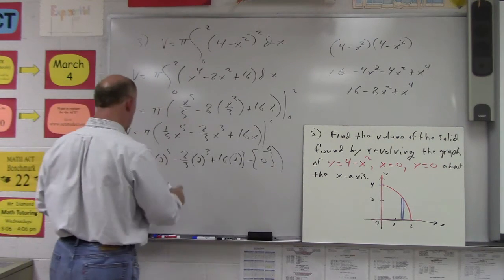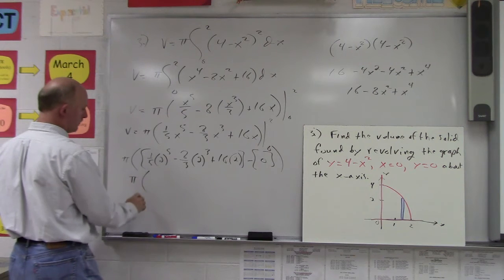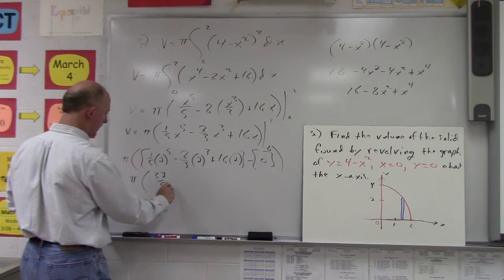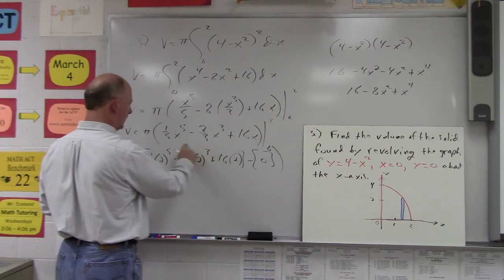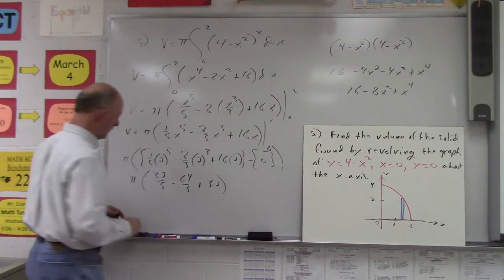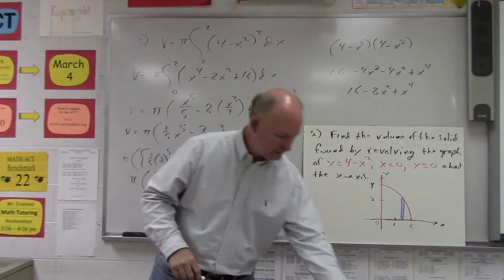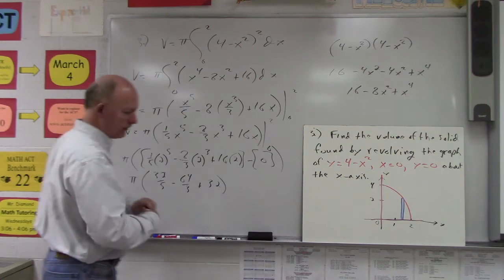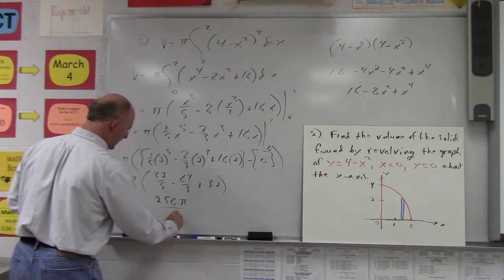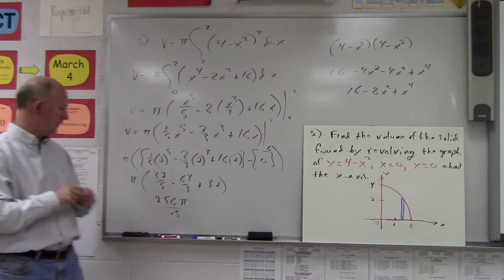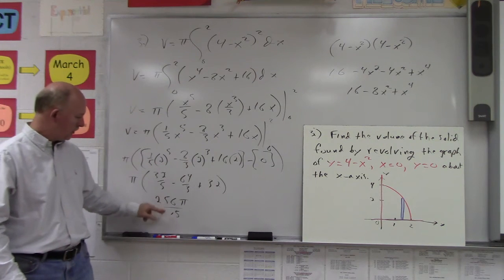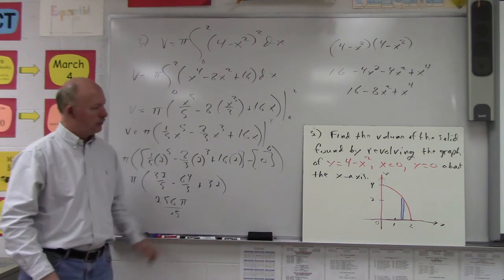And let's see, we'll end up with pi times 2 to the fifth power, which is 32, so it'll be 32 over 5 minus 8 times 8, which is 64 over 3, plus 32. Now to move things along a little bit, we'll end up with 256 over 15. We'll go ahead and do the subtraction and the addition and then bring the pi in. So this will be our final answer in terms of pi, 256 pi over 15. That will be our final volume.